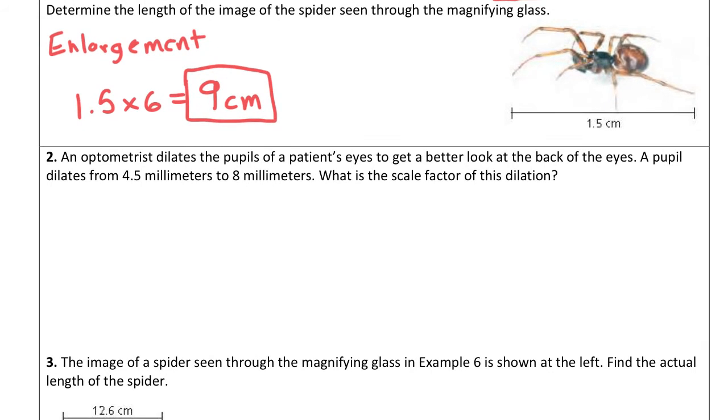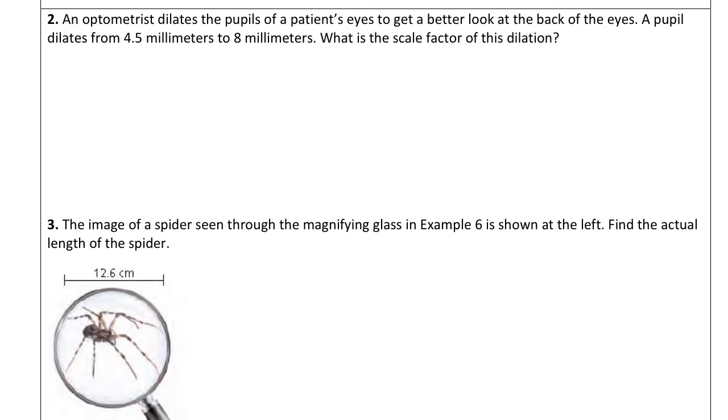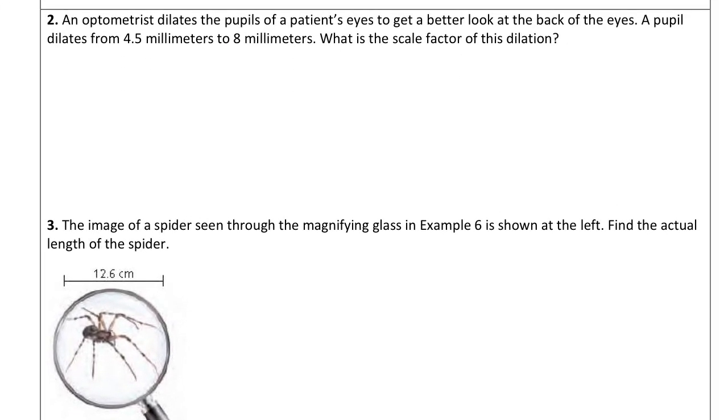So another example of a dilation is literally when your eyes get dilated. It says an optometrist dilates the pupils of a patient's eyes to get a better look at the back of the eyes. A pupil dilates from 4.5 millimeters to 8 millimeters. What is the scale factor of this dilation? So in this, what we are doing, sorry, kind of skipped around there. What we are doing is we are actually enlarging what the millimeters of your eyes really are.